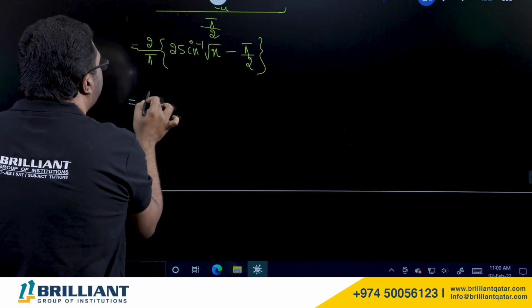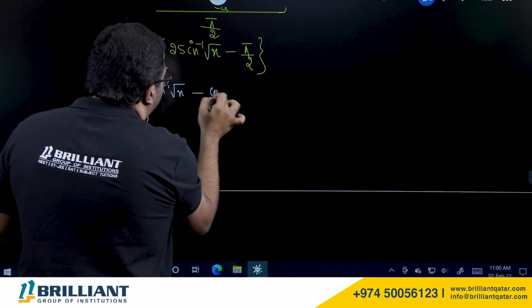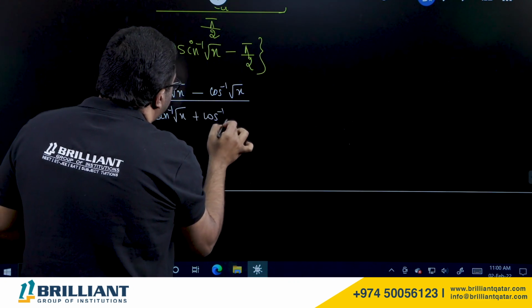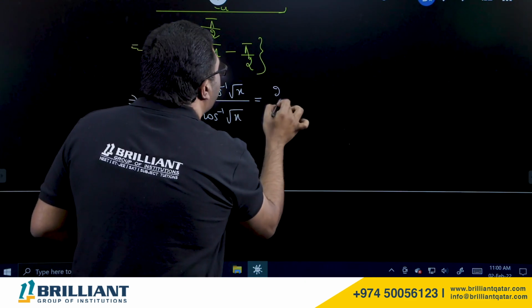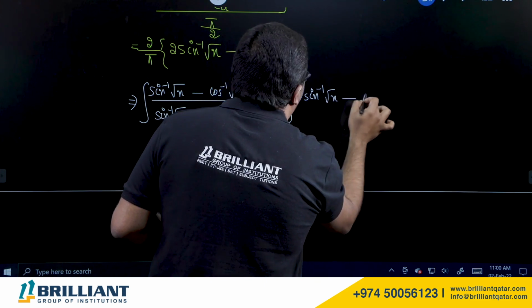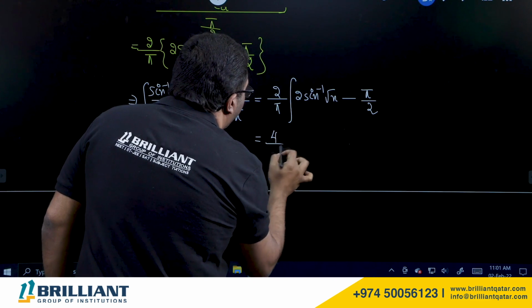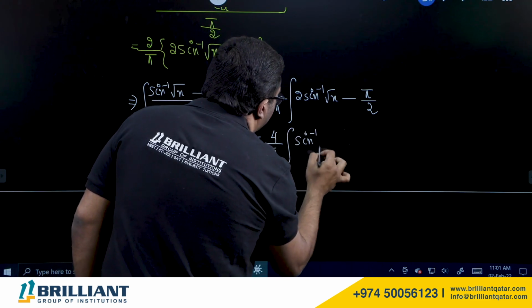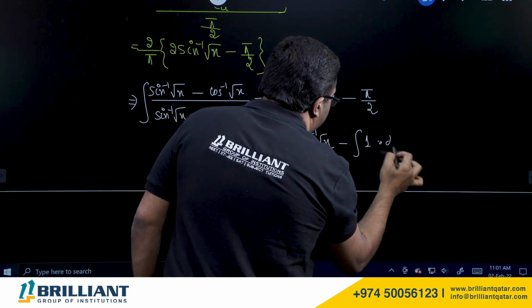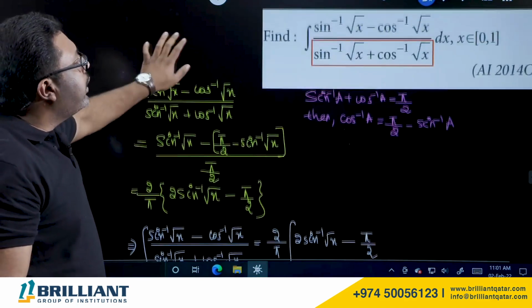So, that implies the integral of sine inverse root x minus cos inverse root x divided by sine inverse root x plus cos inverse root x is equal to 2 by pi, the integral of 2 sine inverse root x minus pi by 2. Now we know how to integrate sine inverse root x, right? Yes, so answer is going to be 4 by pi, just one more step, sine inverse root x minus 2 by pi into pi by 2 is 1, dx. This is the expression. 2 by pi multiplied by pi by 2 is 1, reciprocal of each other. Okay, so what is the expression for integral of sine inverse root x?